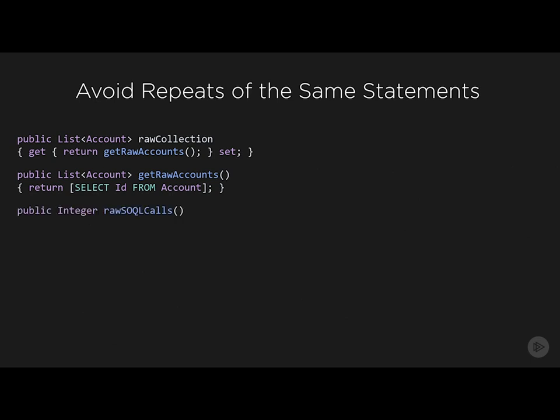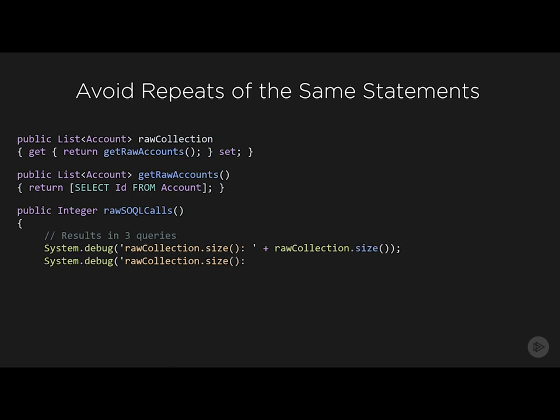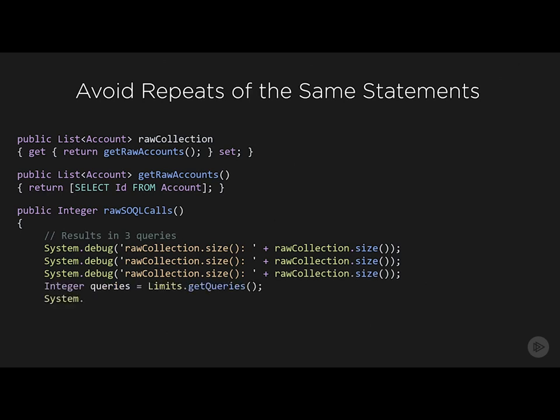In this case, if I do 3 debug statements that refer to the result set's size, each one of these debug statements is calling the getter, and this results in the query being run again. This is 3 queries, when really it only needs to be 1. The fix for this is very small and simple, but very powerful. Just add a null condition to the collection.